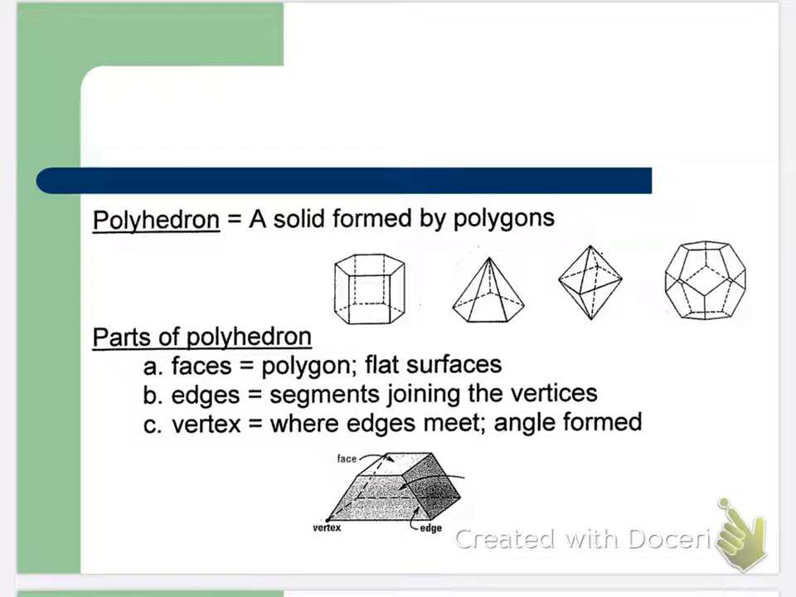Okay, so we have polyhedron, a solid formed by polygons. So the parts of a polyhedron are the faces, the flat surfaces, the edges, the segments joining the vertices, and the vertex where edges meet. So you see here you have a vertex. I should have done this in a different color. So you have vertex, or vertices, where all the edges meet.